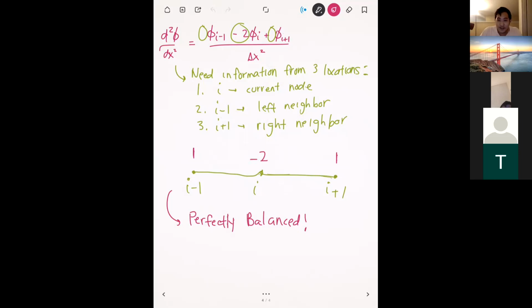All right. Any questions on this so far? Does this make sense, this correlation between the finite difference scheme that we choose and the underlying physics?